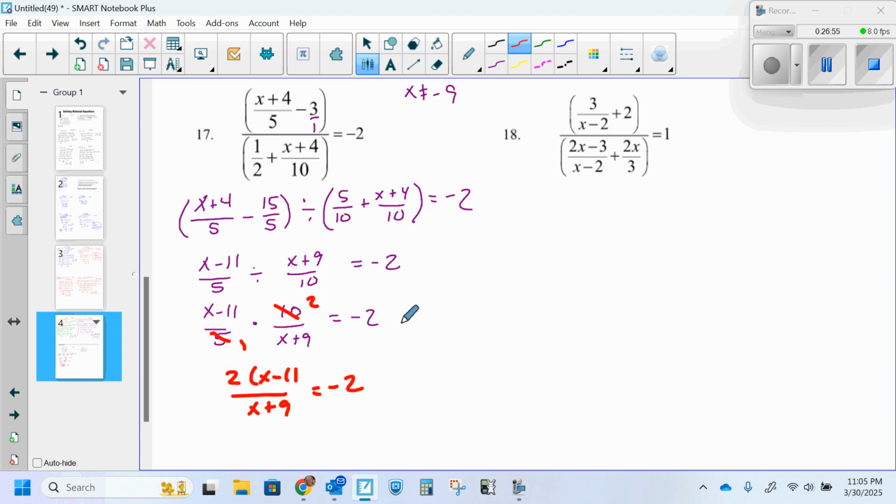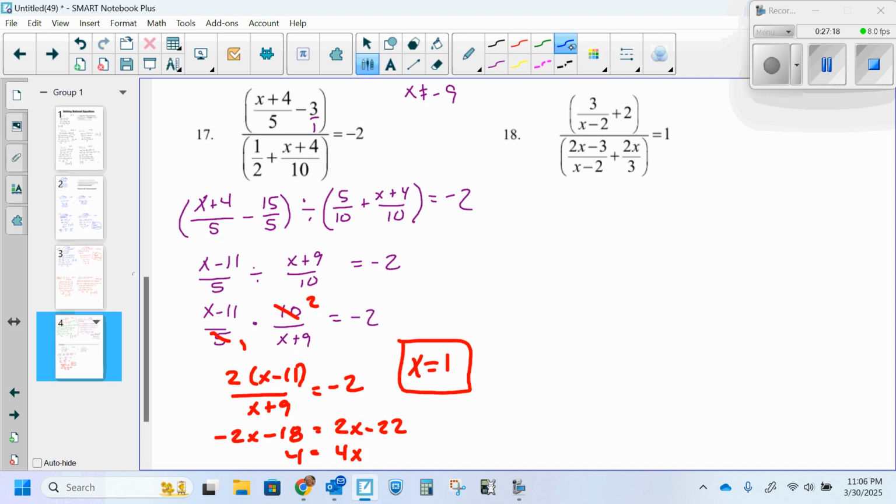You can cross multiply it at this point if you'd like. That's negative 2x minus 18 equals 2x minus 22. Add 2x, add 22, and you get x is 1. That is the solution, by the way.